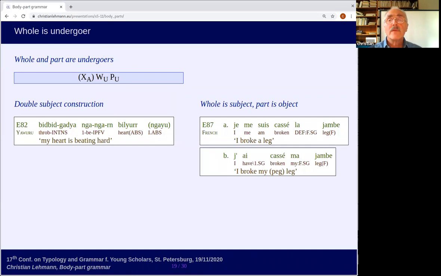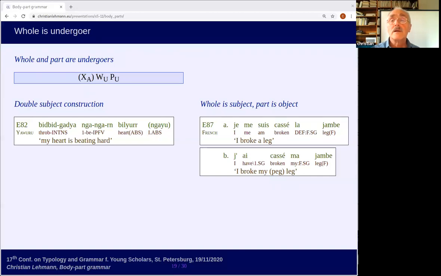Next, the whole is undergoer. There is a construction where both W and P are coded as undergoers. The double undergoer construction reflects the sympathetic relation between part and whole. That is, the fact that what affects the part in many cases affects the whole in like fashion. First, without an actor, given a situation in which the pair of P and W are affected, then if the predicate is intransitive, so there's no actor, at least one of the former two will become subject of the clause. So here you have the double subject construction.